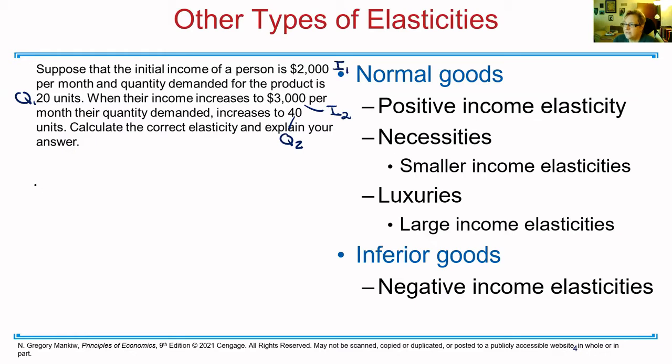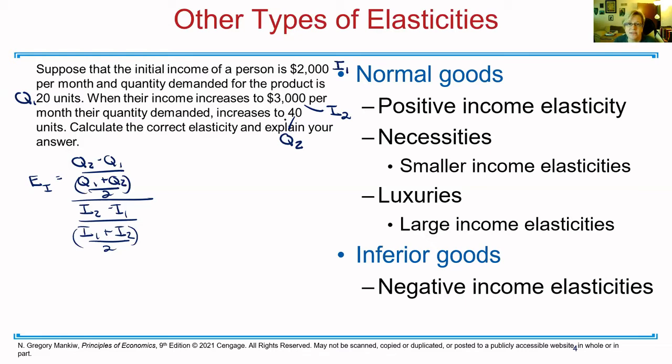Using the elasticity of income formula you saw on the previous slide, we're going to take Q2 minus Q1 over Q1 plus Q2 divided by 2, over I2 minus I1 over I1 plus I2 divided by 2. Now, if you can look at this and just go, okay, income went up, the quantity went up, positive, positive, positive, this must be a normal good, I'm perfectly fine with that. But here I have to calculate and explain my answer, so I'm going to make sure I do that.